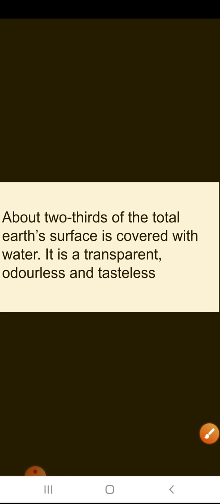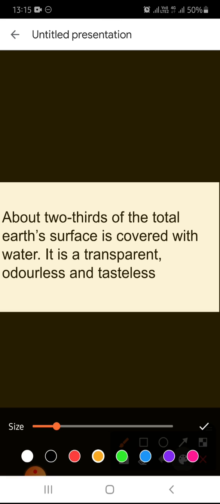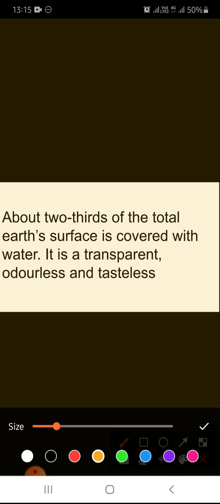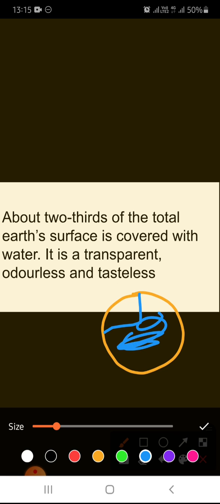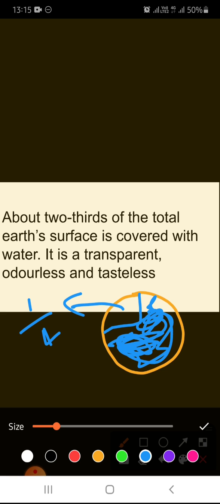About two-thirds of the total earth surface is covered with water. You know that two-thirds of the earth surface is covered with water. If this is earth, two-thirds means this much. Of all this area, only one-third is land, and two-thirds of this area, almost this much, is covered with water.